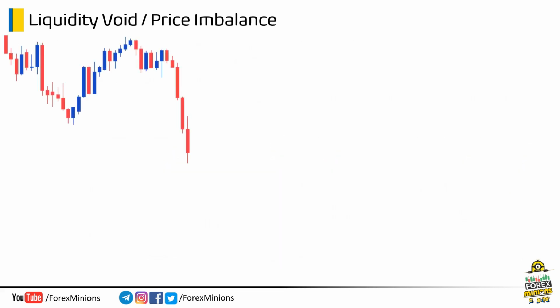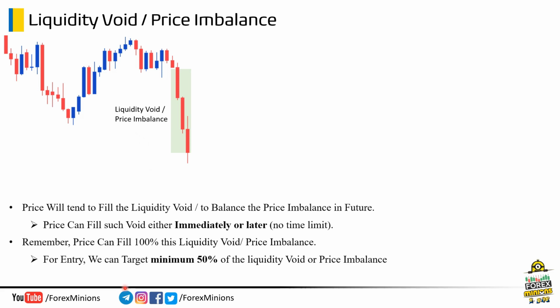Here is a real market sample. This is the bearish market, and here, the market made a very sharp one-sided movement. We will mark this one-sided sharp movement as liquidity void or price imbalance. Now remember one thing, where there is price imbalance or liquidity void, the market will fill this void in the future.